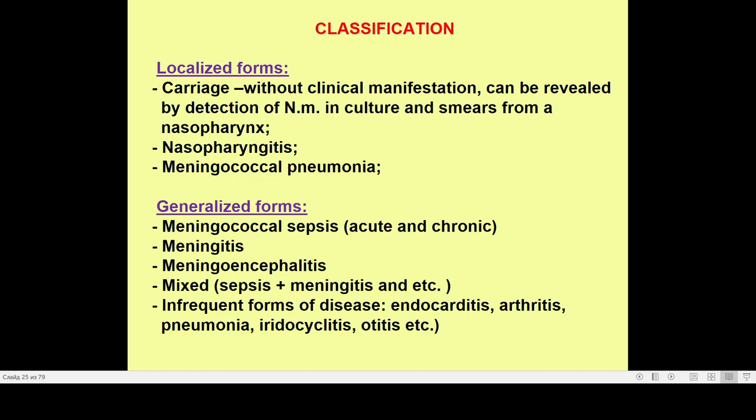Classification of meningococcal infection. First of all, the localized forms. Two localized forms belong here: carrier state, without clinical manifestation, which may be revealed only bacteriologically; second, nasopharyngitis; third, meningococcal pneumonia. These are localized forms. Generalized forms are meningococcal sepsis, meningitis, meningoencephalitis, and a mixed variant, meningococcemia plus meningitis. And infrequent forms of disease such as arthritis, endocarditis, otitis, and others. Mostly the generalized form is realized as meningitis, meningoencephalitis, or meningococcemia, meningococcal sepsis.